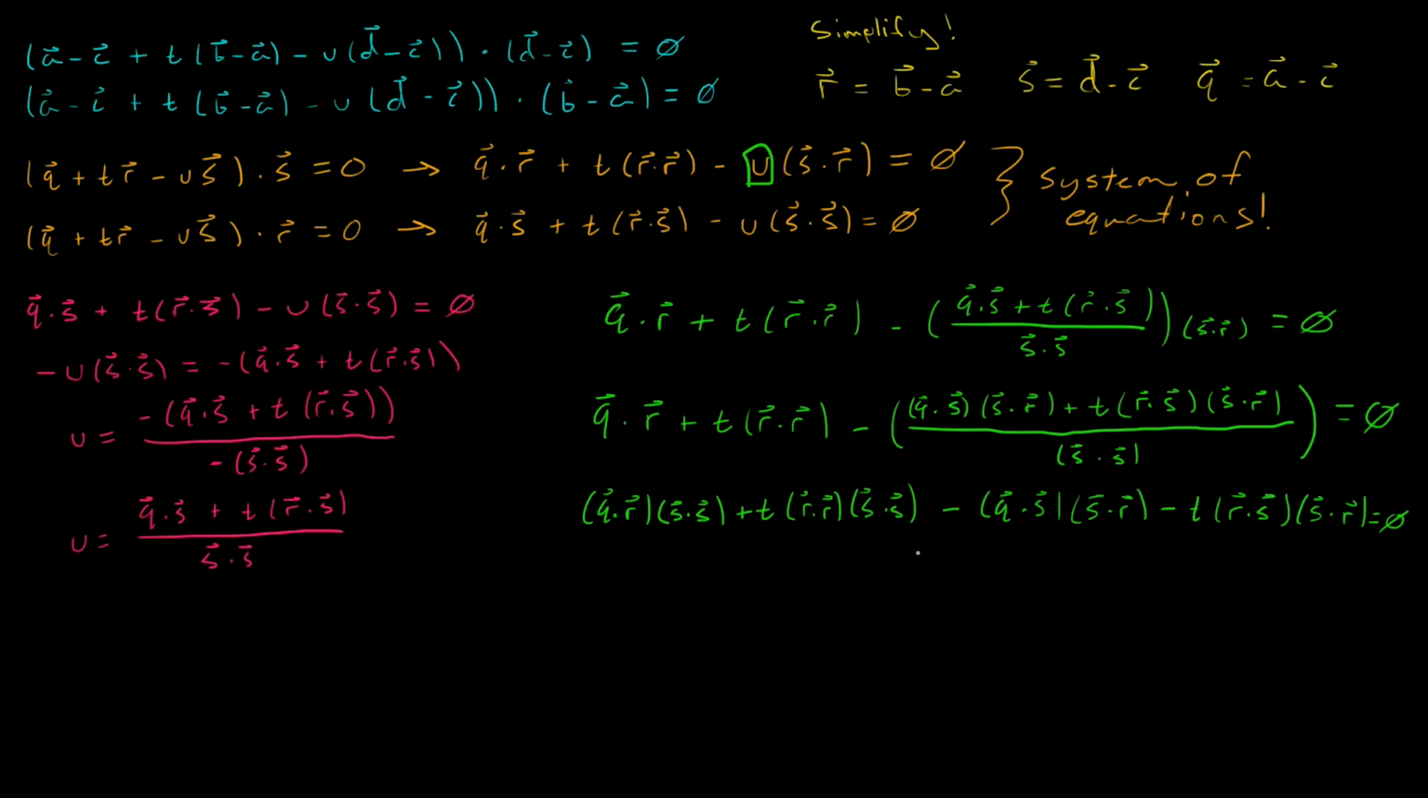I just managed to. So now we're really just solving for t here, so we're going to keep the two t parts, which are this and this, on the left hand side, and we're going to move the other stuff to the other side. So that's going to be t r.r over here times s.s minus t r.s multiplied by s.r, right?